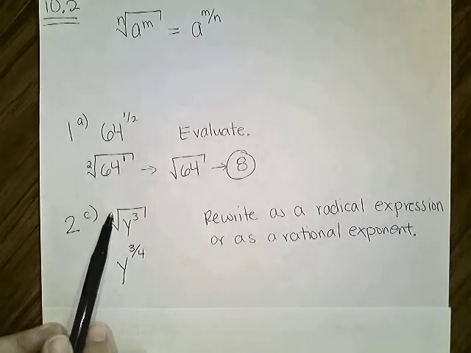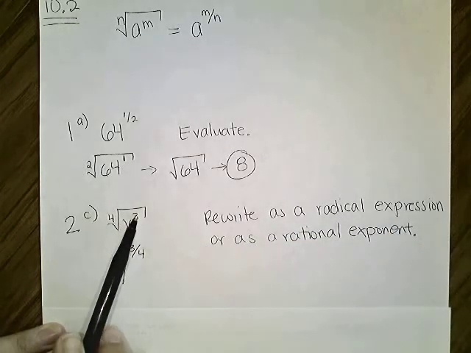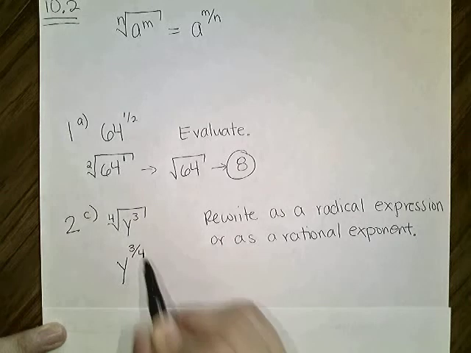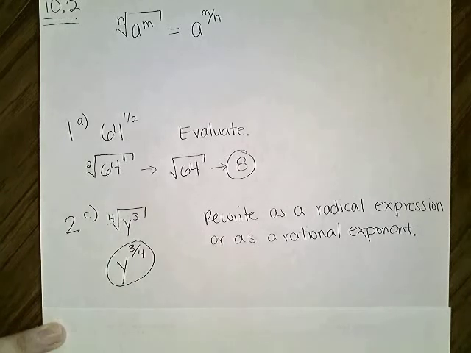So the fourth root of y to the power of 3 is rewritten as a rational exponent of y to the power of 3/4. There we go. So that's rewritten as a rational exponent.